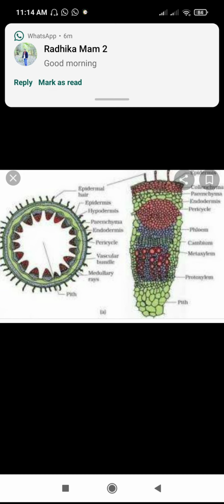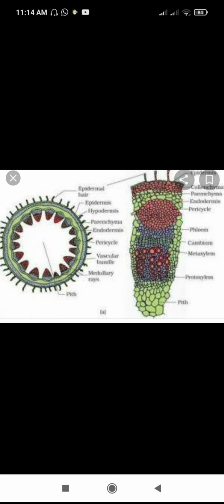There are 20 to 24 vascular bundles, arranged circularly around the center medulla.